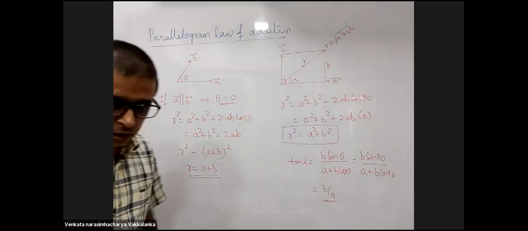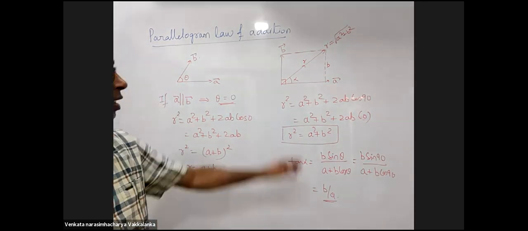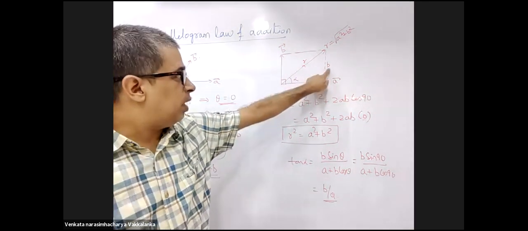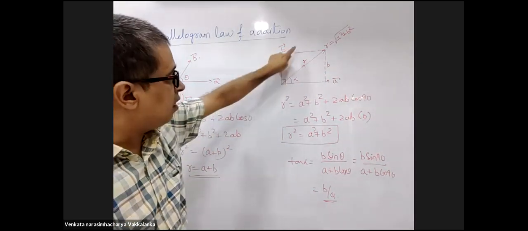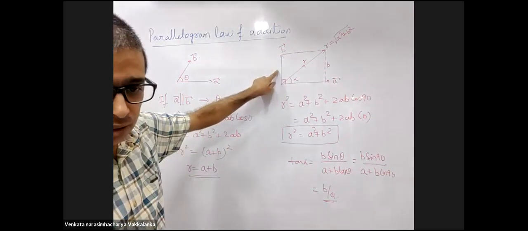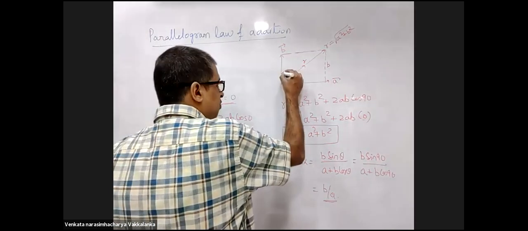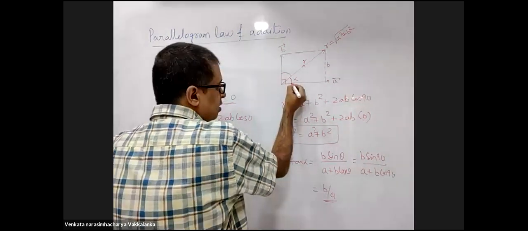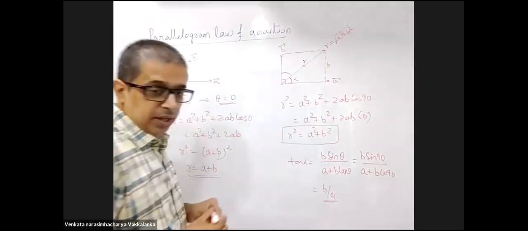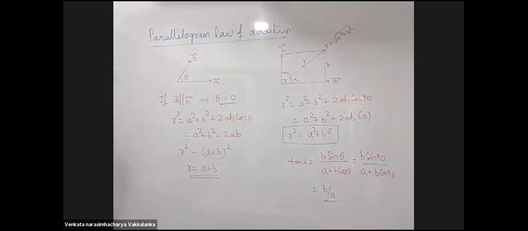Something that you people should be able to visualize. Tan alpha will be B by A. Suppose I take this as alpha, tan alpha would be A by B. If you take this angle as alpha, then tan alpha would be A by B. Take down both the cases.